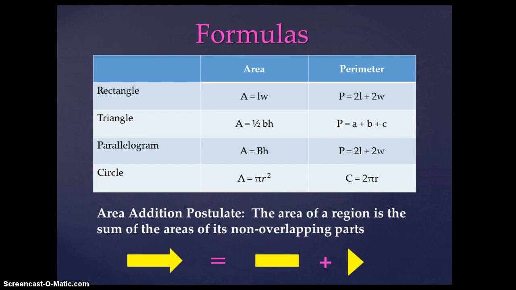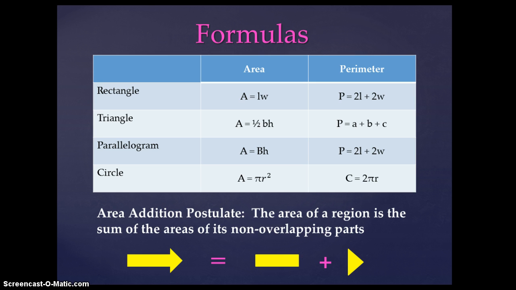Our formula is the most important part. A rectangle, the area is length times width, and perimeter is twice the length plus twice the width. Triangle area is half base times height. Remember, base and height always hit at a 90-degree angle. Perimeter is just the sum of the sides. We can call them A, B, and C.